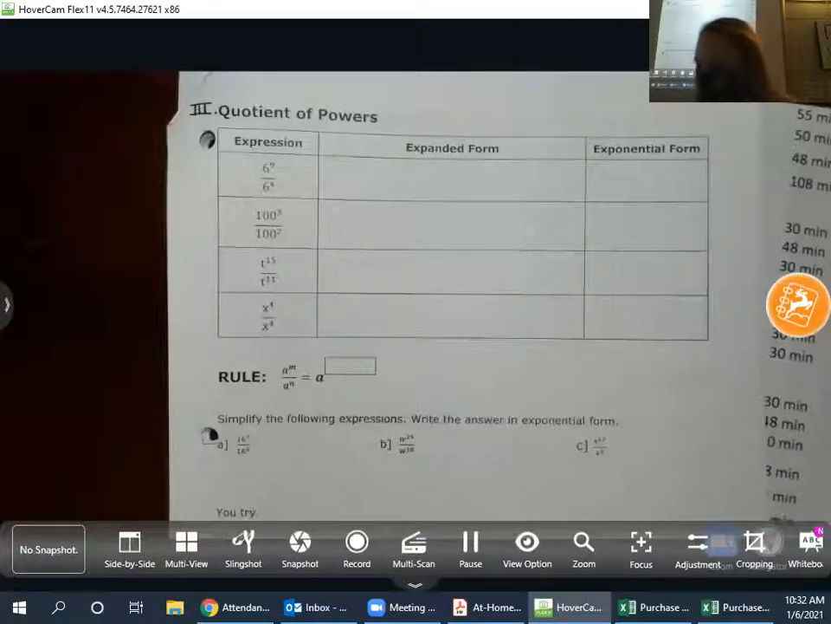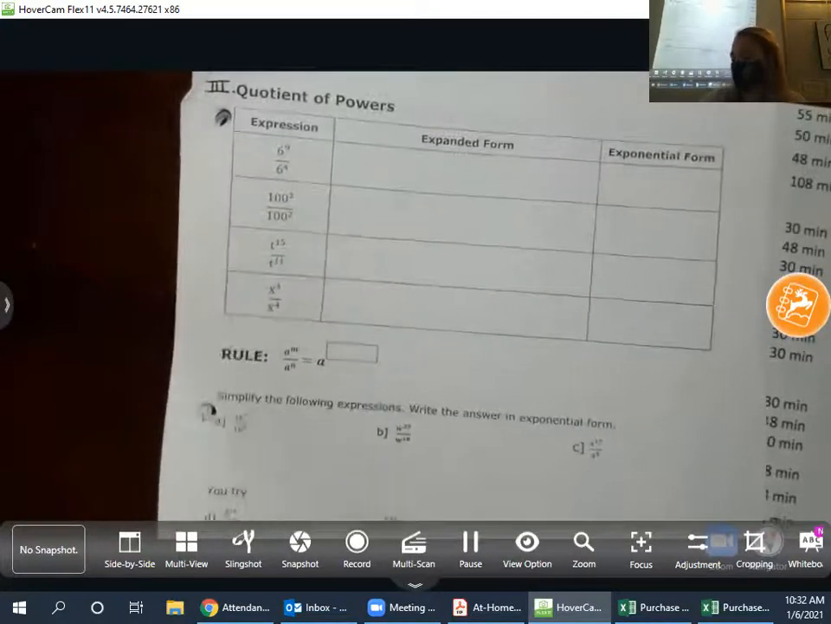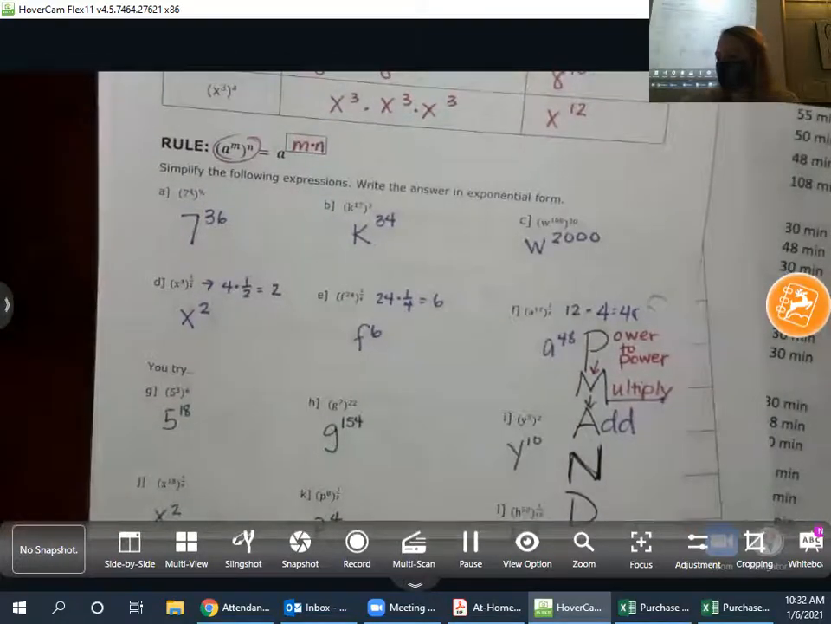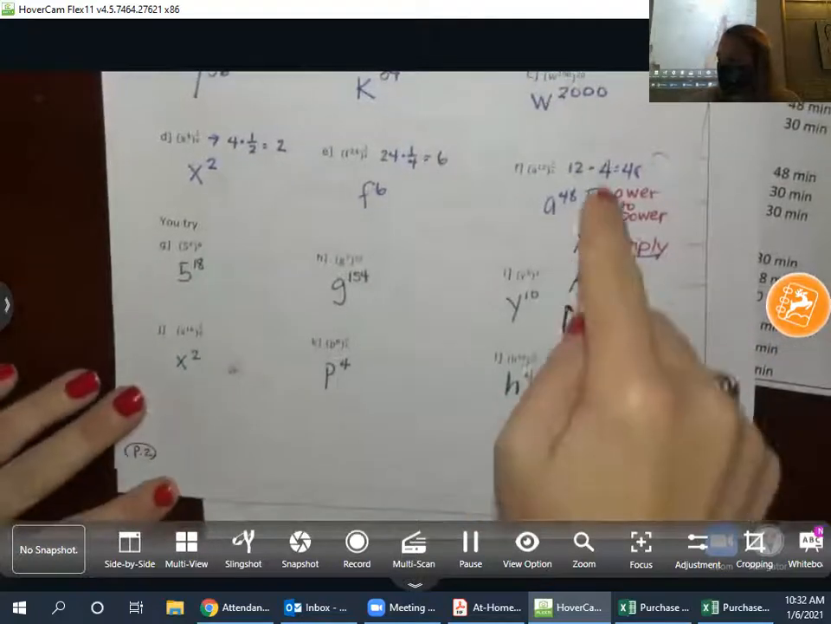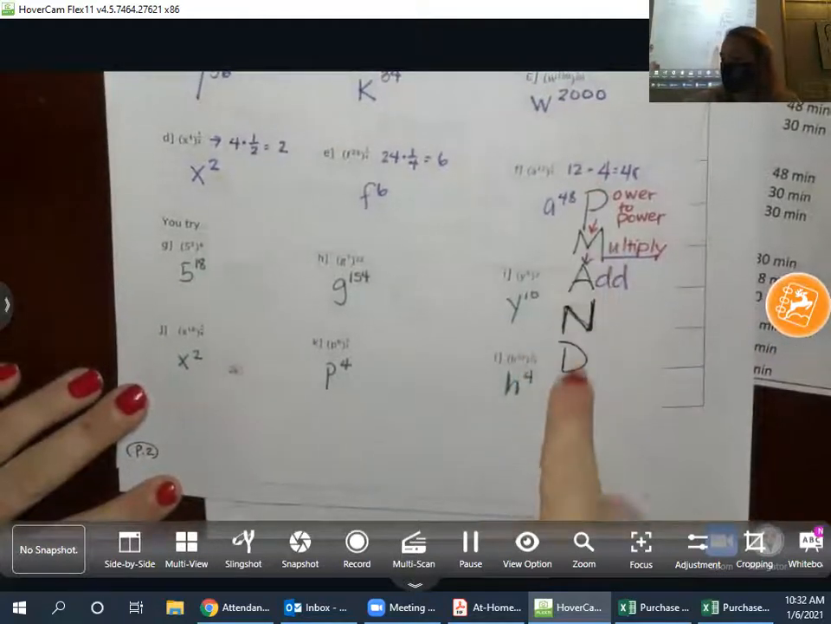All right, so everybody needs a calculator and you need your notes from yesterday. We're going to be on page 3. Actually, I'm going to hop back to page 2 for a second, just to review. Remember we talked about P-Man?